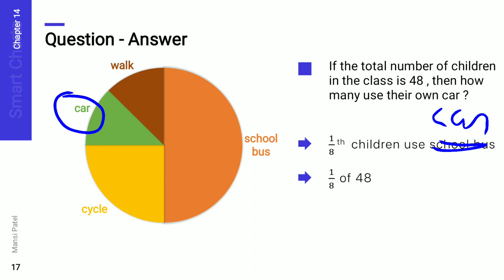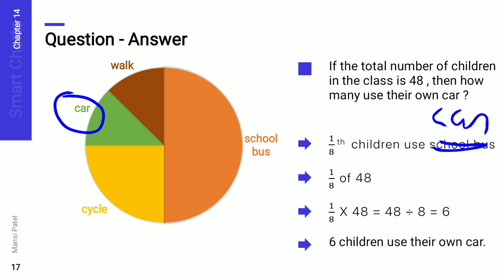1 upon 8 of 48. Do the multiplication. 1 upon 8 multiplied by 48. So 48 divided by 8. So we can say that 6 children use their own car.